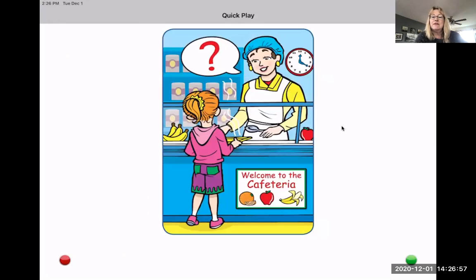Okay, the cafeteria lady is asking the little girl something. What do you think? Maybe would or do or what? Okay, would you like some of this? Do you want some of this? Or what would you like to eat? All about something, what does the girl want to eat?